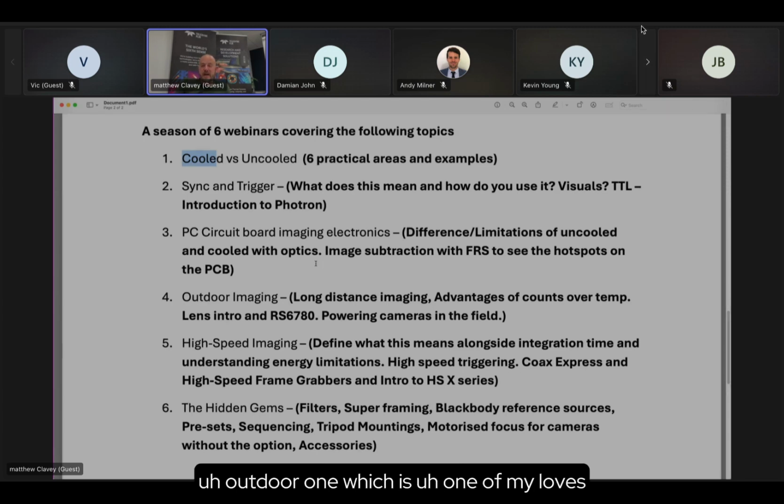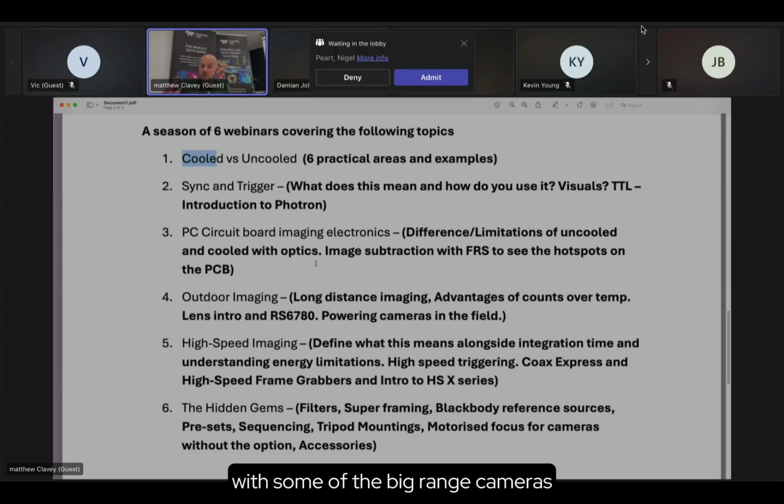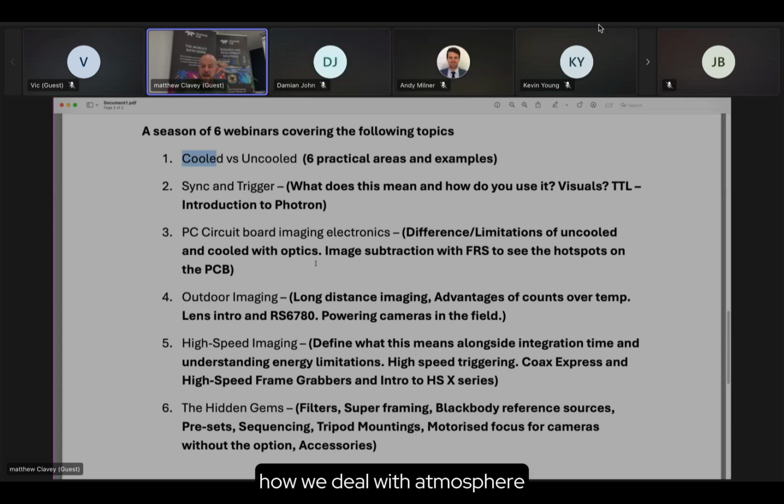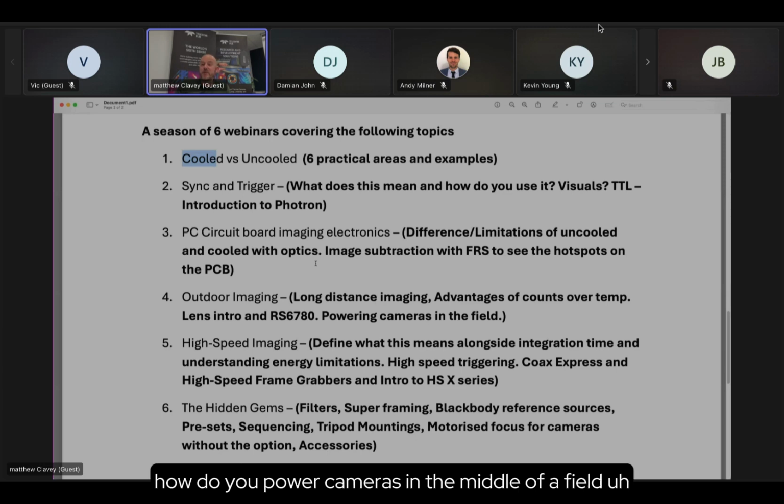The outdoor one, which is one of my loves as well, is long distance imaging with some of the big range cameras, and how we select the right lens, how we deal with atmosphere and environmental conditions, and even down to simple things such as how do you power cameras in the middle of a field.